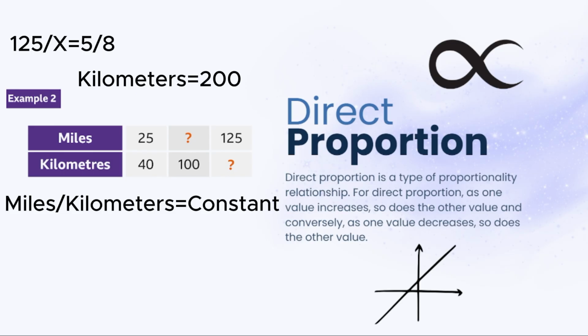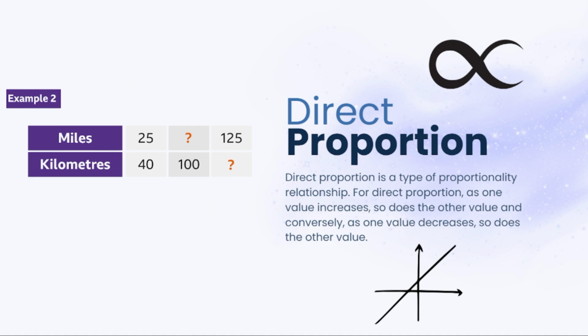The graph on the slide shows a straight line passing through the origin. That's what direct proportion looks like. It means as one value goes up, the other goes up in a straight line pattern. To summarize, direct proportion means two values increase or decrease together. The graph is a straight line through the origin. And finally, you can solve missing values using the constant ratio.